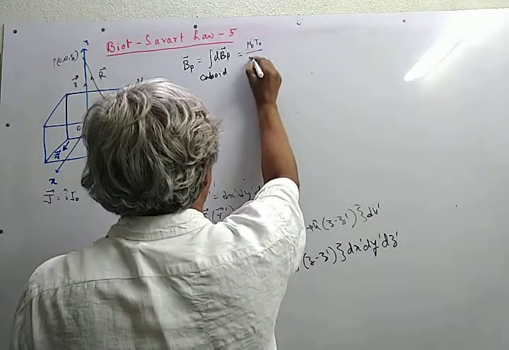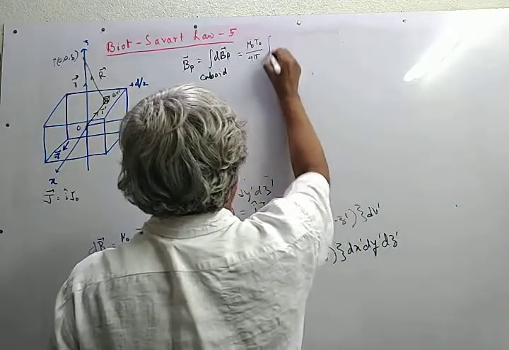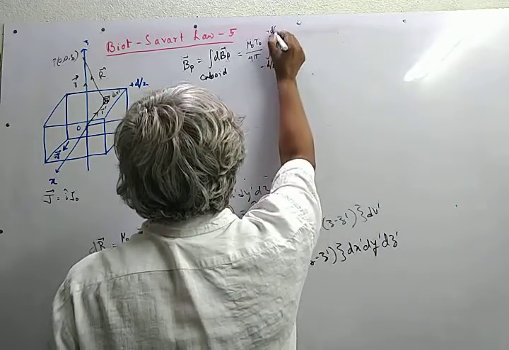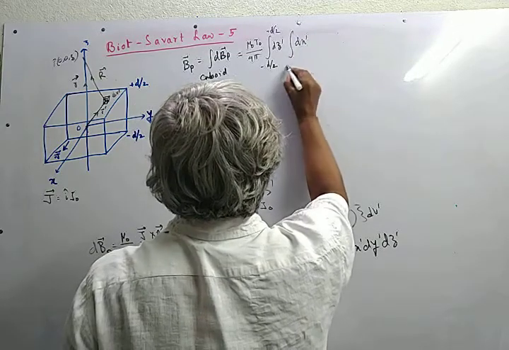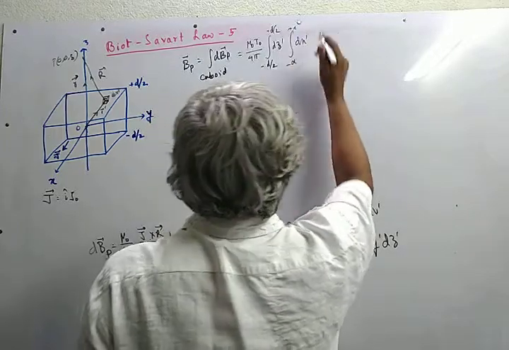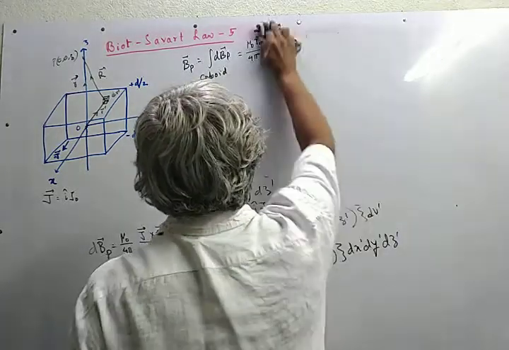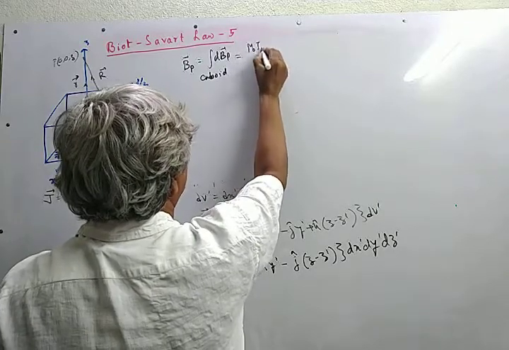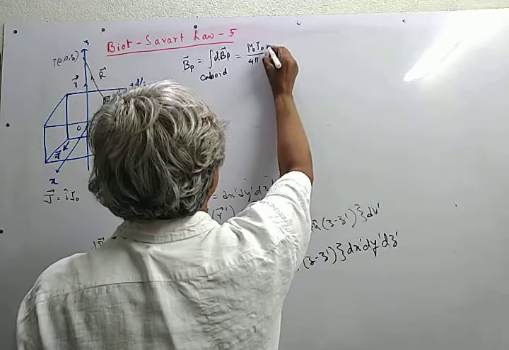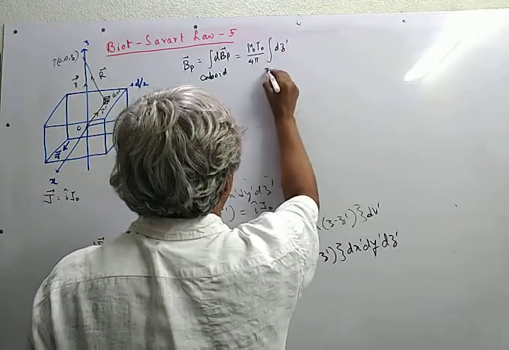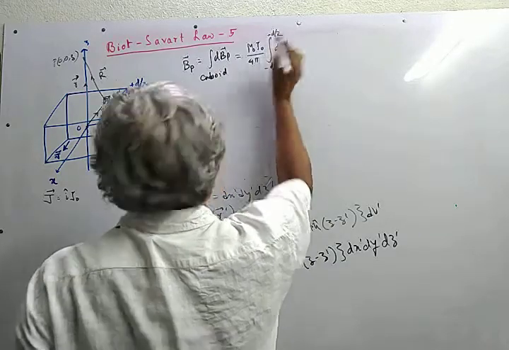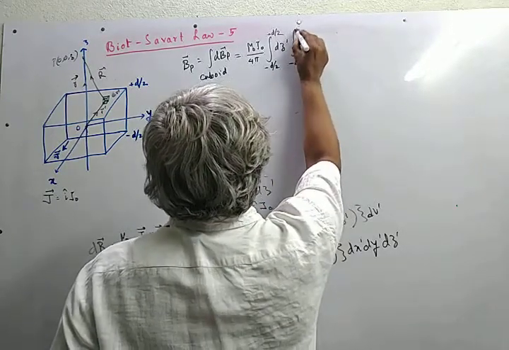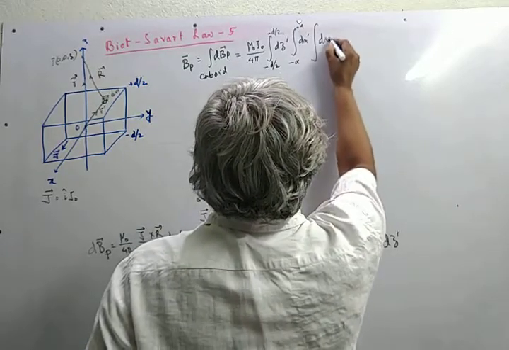Mu 0 J0 upon 4 pi, integration dz prime, from minus d by 2 to plus d by 2. I think it could not be read properly, so let me write it a little bit down. This is the z integration, then the x integration, and finally the y integration.